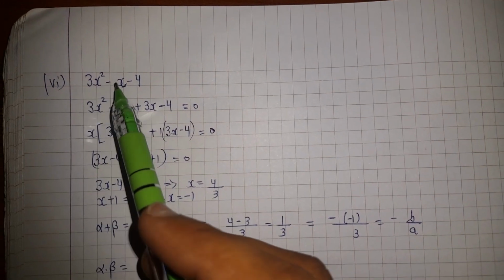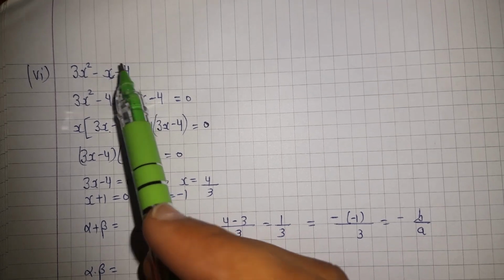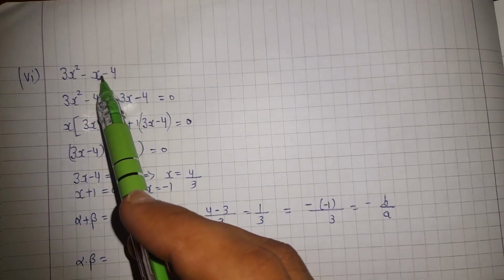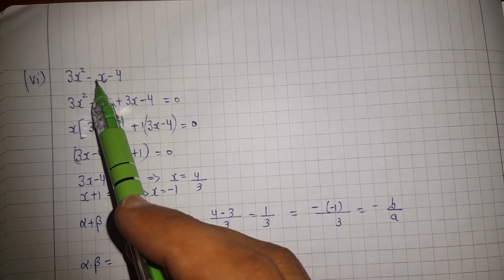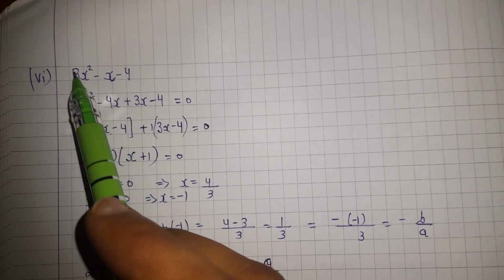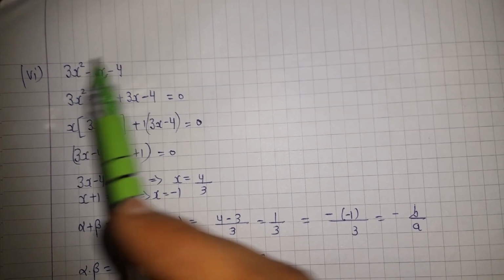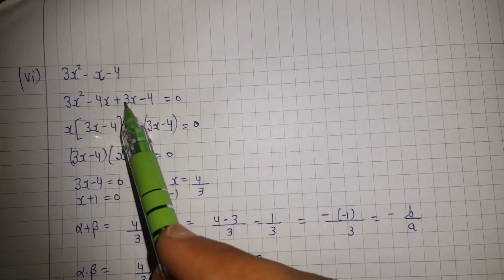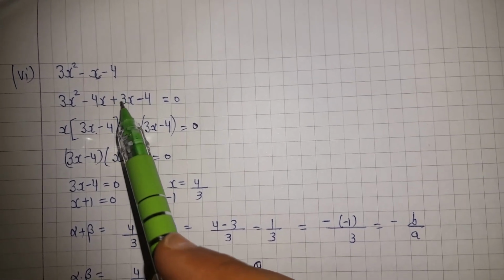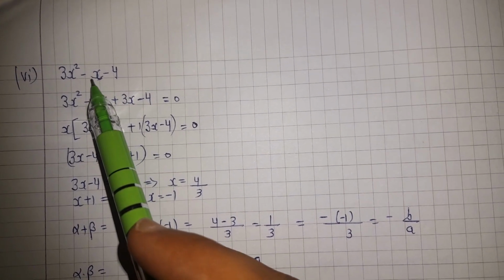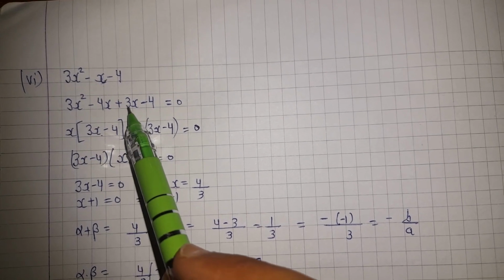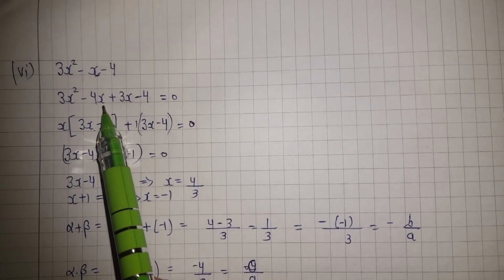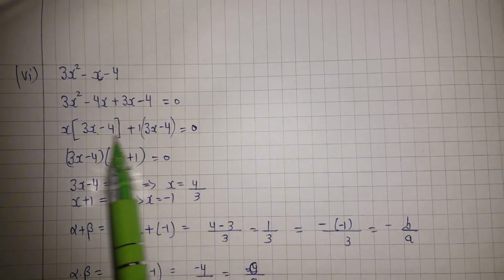Sixth part, 3x square minus x minus 4. In this part also we have to split the middle term in such a way that after subtracting we will get minus 1, and after multiplying we will get 12, that is the product of the first and the last term. 3 into 4 is equal to 12. So minus 4 and plus 3 are the two numbers. After subtracting these two numbers we will get minus 1, and after the product of these two numbers we will get 12. So then taking common from the first two and the last two terms we will get this term.